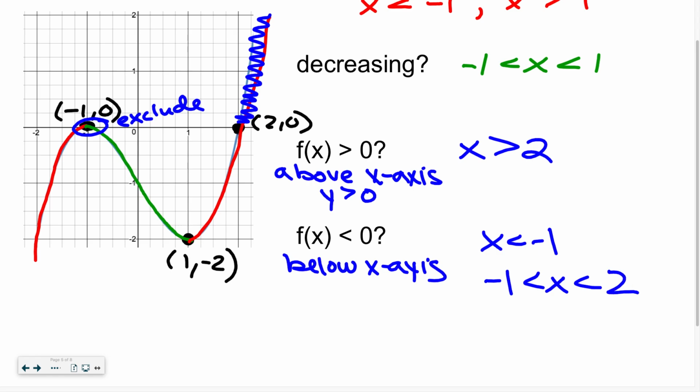And notice, like in these three, I have all the places on my graph. X is less than -1, X is between -1 and 2, X is greater than 2. That takes care of all parts of my graph. The only things that aren't included are my x-intercepts because then they're equal to 0. So you'd actually have to break that one up because of the x-intercept.